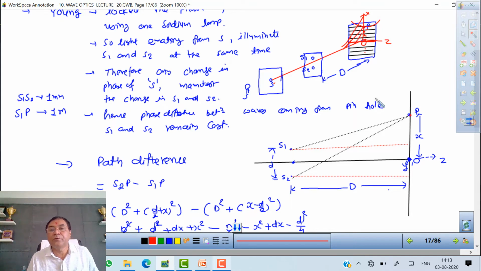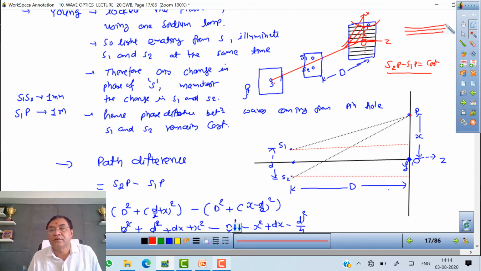But if I take this and I want to keep a constant path difference, S2P minus S1P equal to constant, then mathematically we can say that it is a hyperbola. But the curvature near the center is not that much, so it looks straight. As you go away from it, the curvature increases. So I can draw like this. This is the center one, just like a straight one. Little bit it increases.